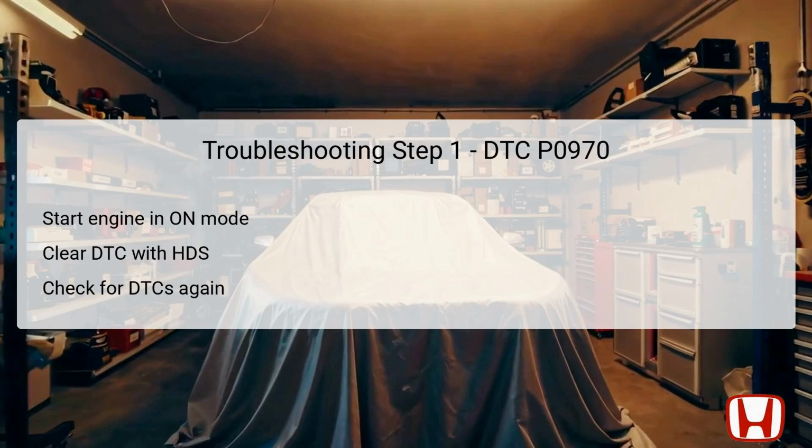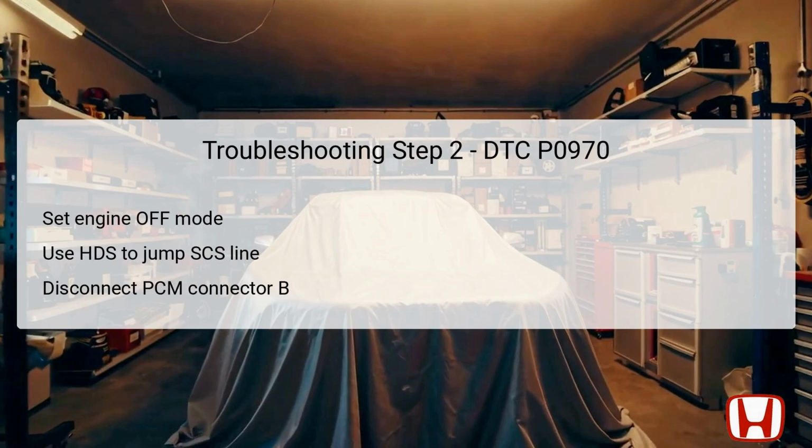If the DTC does not reappear, the issue may be intermittent, and it is recommended to inspect wiring connections closely to eliminate the possibility of a poor connection as the underlying cause. In the second step of troubleshooting, start by turning the engine off by placing it in off mode.